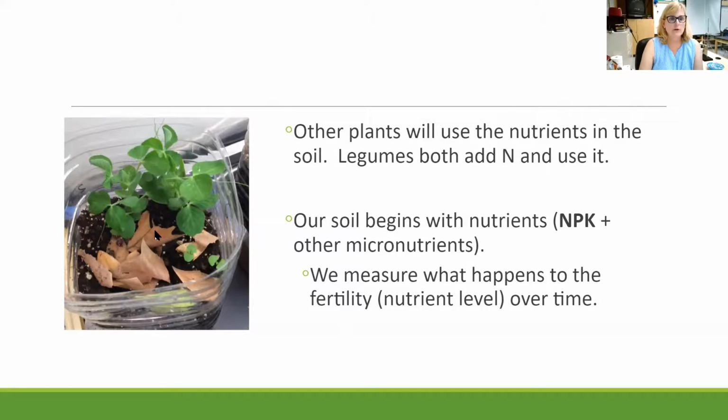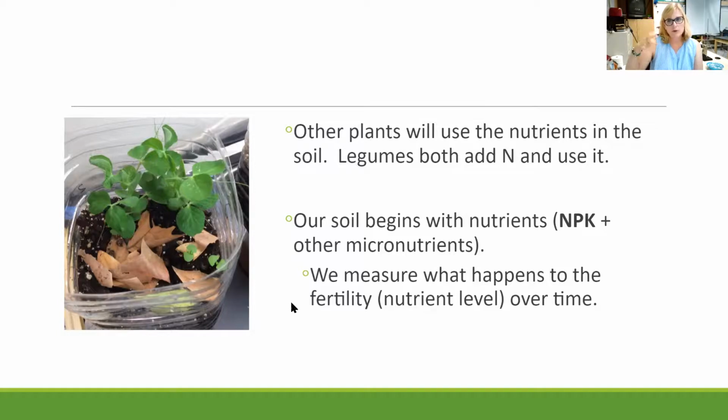We used Miracle-Gro potting soil, and it has nutrients in it already. The main nutrients are NPK, nitrogen, phosphorus, potassium. Those are our macro. Macro means big, our big nutrients. There's also micro, little other nutrients as well. Things like calcium and magnesium. Potassium's a macro. It's a big one. That's K is potassium. So these little micro ones, plants don't need them in large amounts. So that's what we call micro for small.